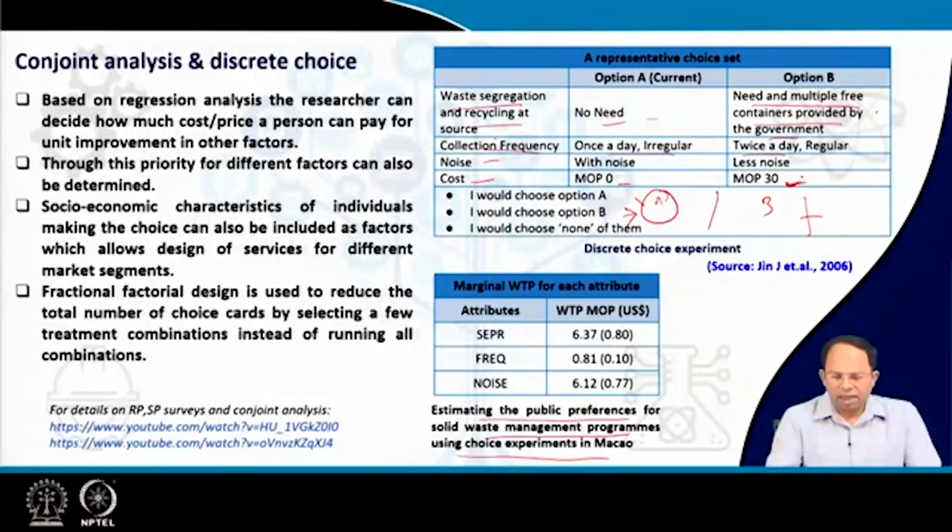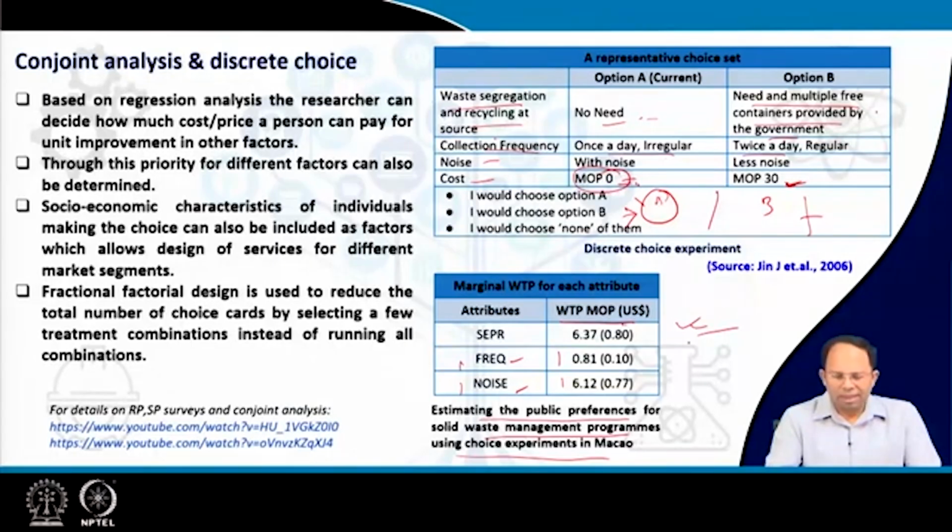Okay. So as you can understand over here, for frequency and for noise, you can determine this WTP value for 1 unit change of frequency, 1 unit change of noise. What is the amount of money that a person is willing to pay? This can be easily determined by taking a ratio between the attribute weight for this particular factor and the attribute weight of the cost factor, right?